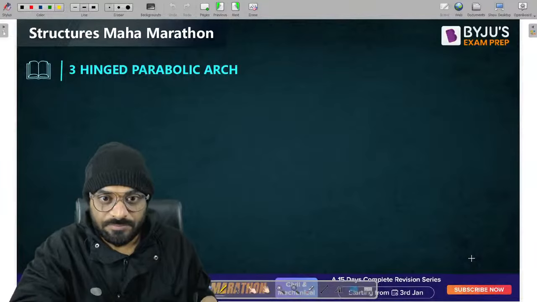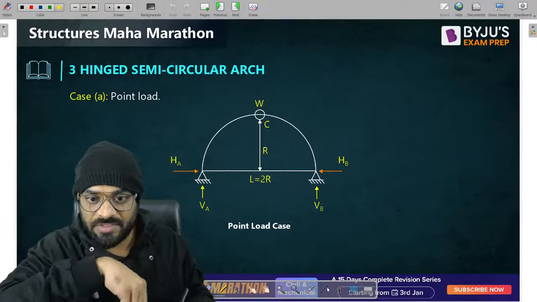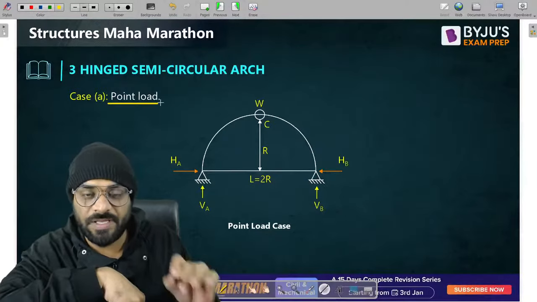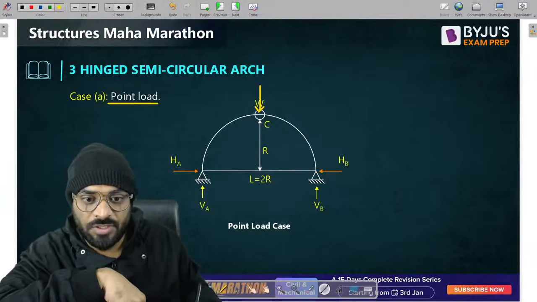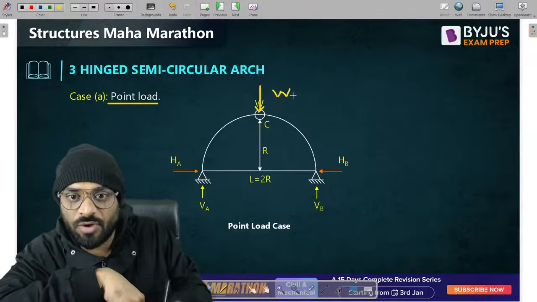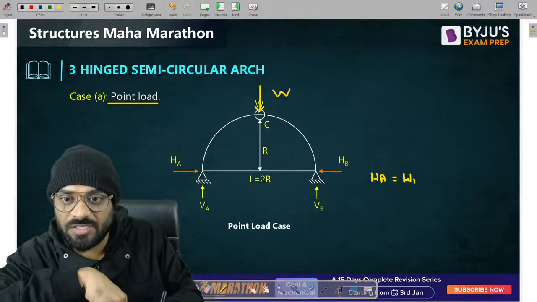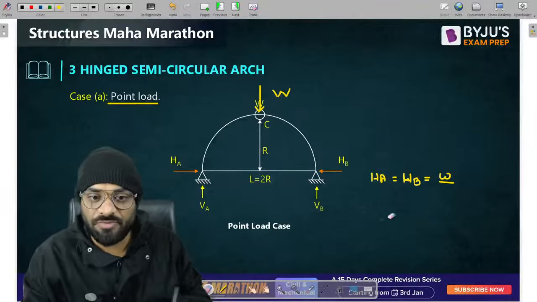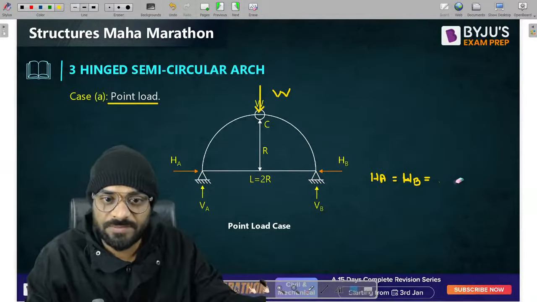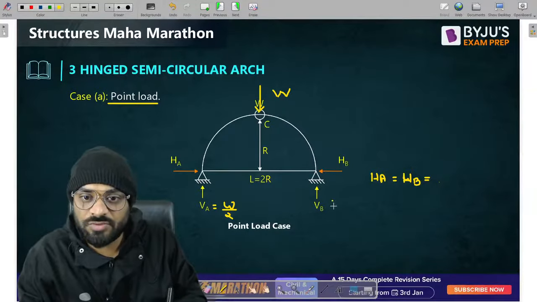Next one is the semicircular condition. If you have a semicircular arch and a point load W is placed on a 3-hinge semicircular arch, then what should be the value of horizontal thrust? Any one of you? What is the value of HA? What is the value of HB? Do you remember this? VA is equal to how much? It is W by 2. This one is also W by 2.